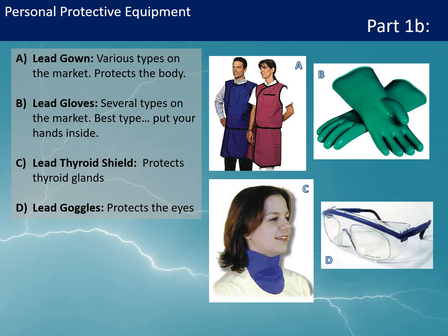B, lead gloves. Several types on the market. There are paddles and gloves. The best type, you put your hands inside. C, thyroid shield. Protects the thyroid glands. The thyroid shield may be incorporated into the lead gown or apron, or it may be a separate device. D, lead goggles. These protect the eyes.